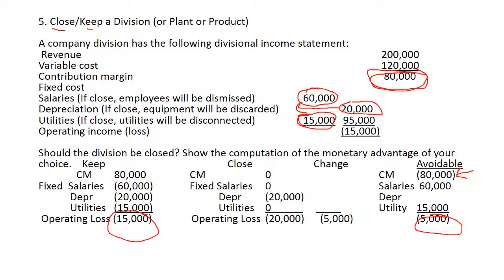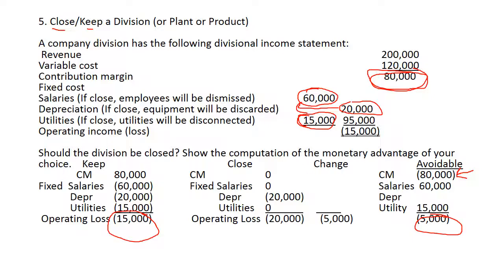So the way that I learned how to do it, maybe it's a little more work, I'm not sure. But if they keep it, it looks exactly the same as it was above. But if they close it, the contribution margin goes away, the salaries go away, the depreciation stays. So the operating loss becomes negative 20,000. So if you go from negative 15 to negative 20, the change is a negative 5,000. So there's a decrease in net income of $5,000.